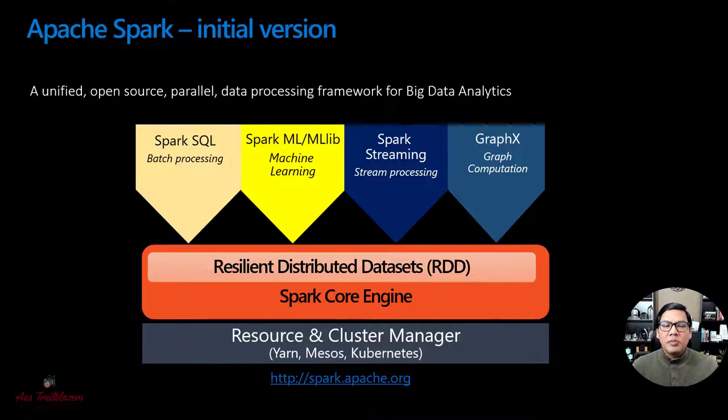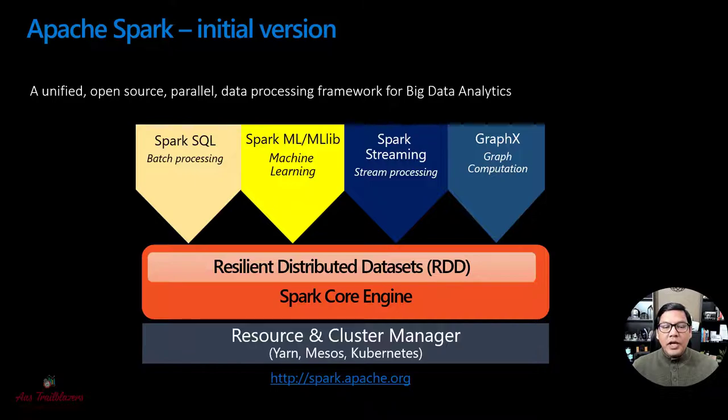On top of the Spark Core Engine sit different types of libraries for different kinds of use cases. For example, there is one library for batch processing, one for machine learning, one for stream processing, and another for graph computation.